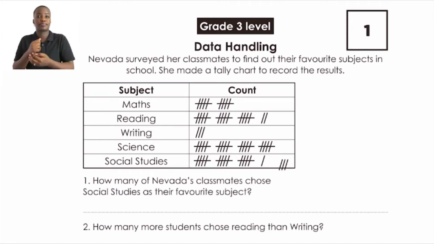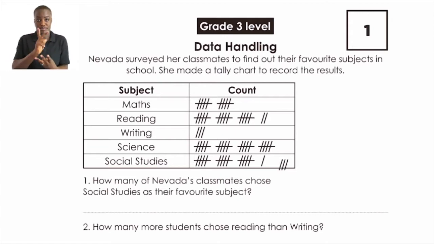We are going to do number 1 together. Number 1 reads, how many of Navada's classmates chose social studies as their favorite subject? So you are going to go to social studies on the subjects, and then you're going to look at how many they are. And instead of counting the sticks one by one, we know that we have 3 bundles. And we said before that 3 bundles is equal to 15 people.